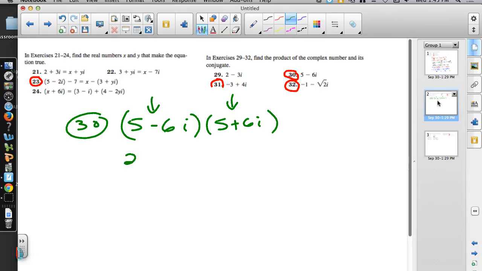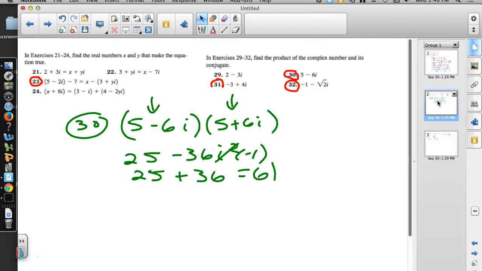All we have to do is first times first and last times last. So first times first is 25. Last times last is -36i squared. So that will be 25 plus 36, because i squared is -1. And then we just go ahead and add those together, and that gives you 61.